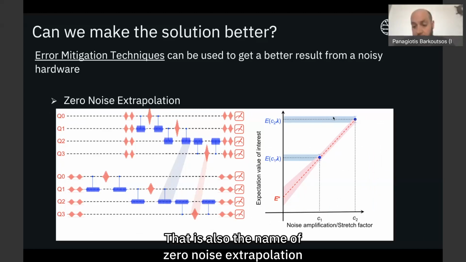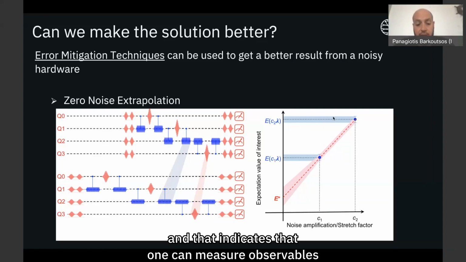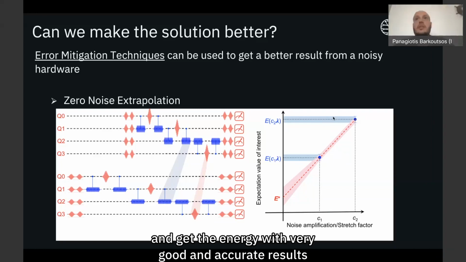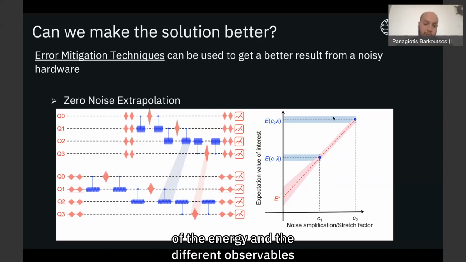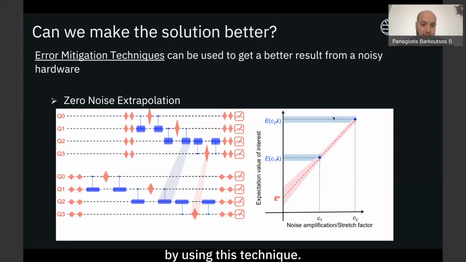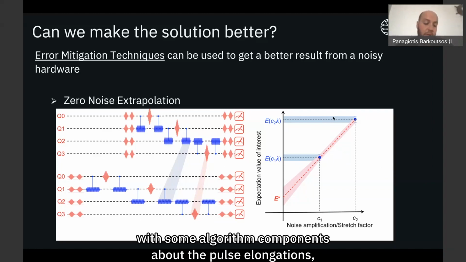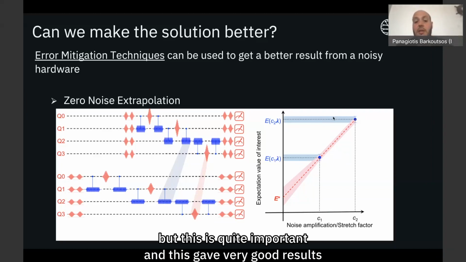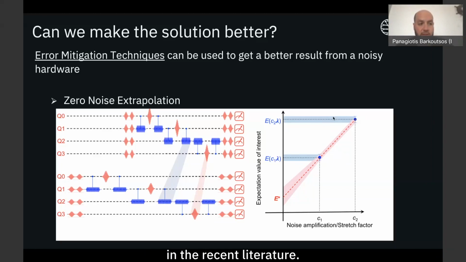That is also the name of zero noise extrapolation, and that indicates that one can measure observables and get the energy with very good and accurate results of the energy and the different observables by using this technique. This is a more hardware level technique with some algorithmic components about the pulse elongations, but this is quite important, and this gave very good results in the recent literature.